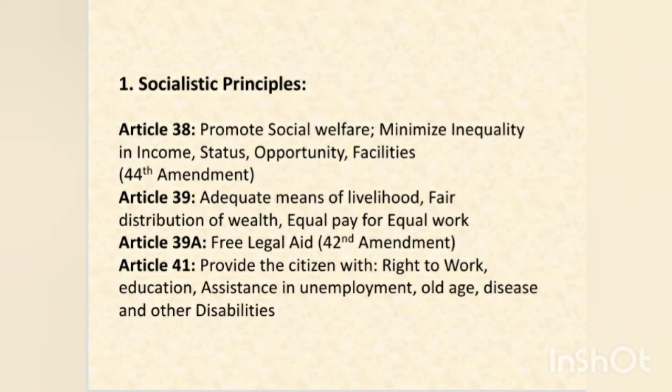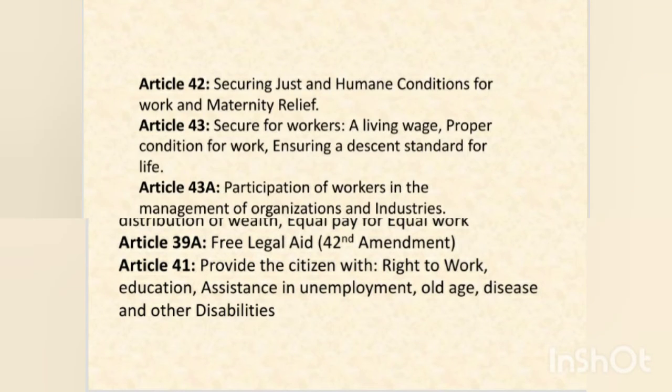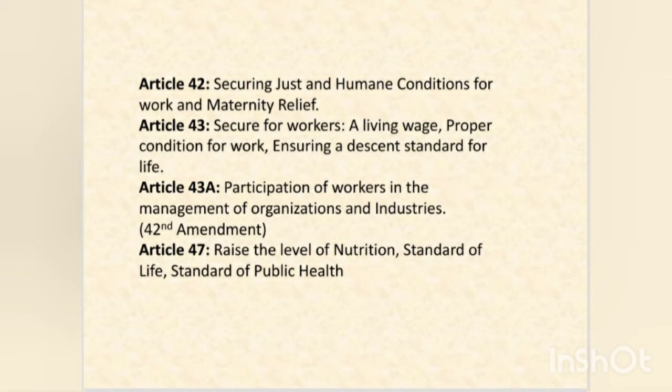Starting with the socialistic principle, its objective is social welfare. It is for the establishment of the welfare state, for example, adequate means of livelihood, etc. The first article herein we have is Article 38, which is to promote social welfare. Then we have Article 39, which is adequate means of livelihood, fair distribution of wealth, equal pay for equal work. Then we have Article 39A, which is free legal aid. It was inserted by the 42nd Amendment.